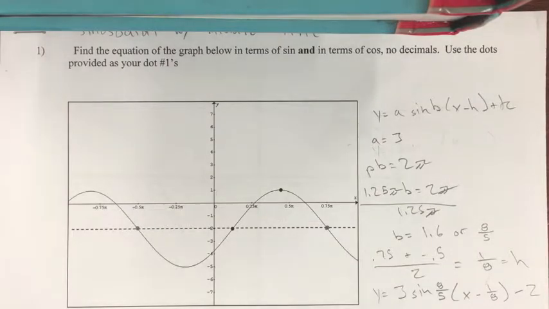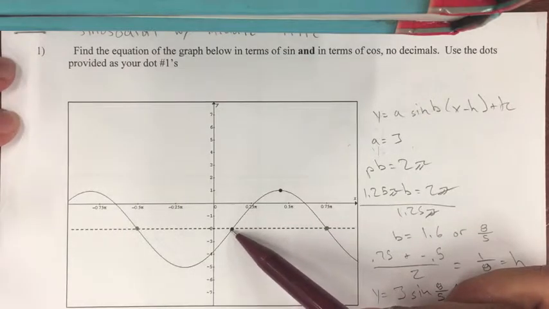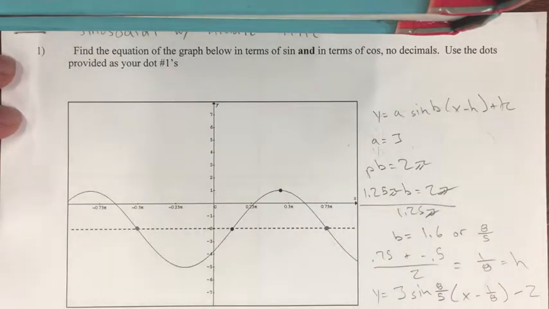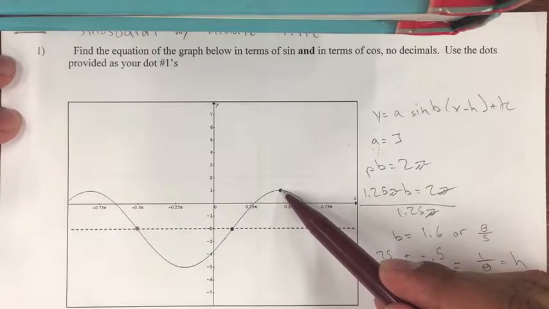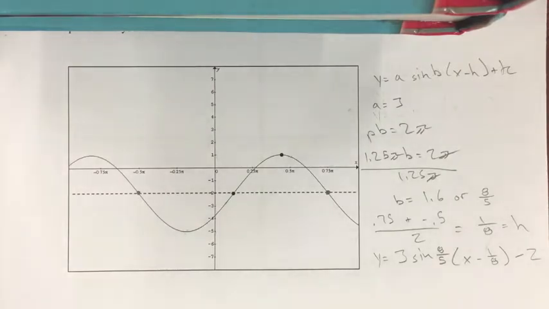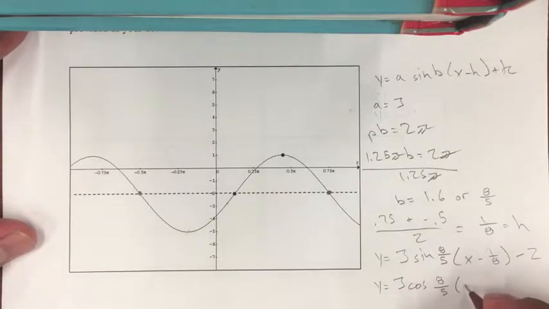And how you know whether your equation is negative or positive: your sine graph either starts going up, meaning positive, and if it's going down, it's negative. And for your cosine graph, if it starts at the top, it's positive. If it starts at the bottom, it's negative. So for the cosine equation, you use the same exact equation you used for the sine graph, but you replace sine with cosine. So y equals 3 cosine 8/5 times x and -2.